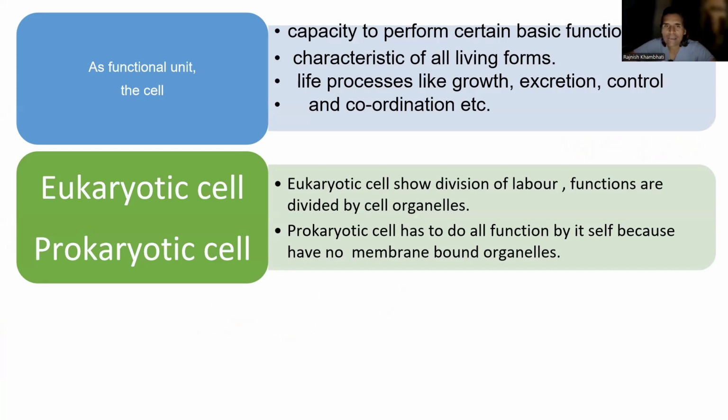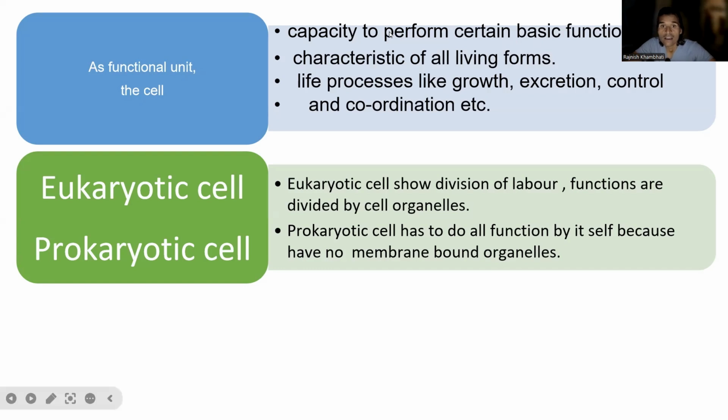Cell has some capability. Our cells have some capability. They can do something. Now what can they do? As the functional unit, the cell can perform... What can it perform? See, the first thing in the blue: as a functional unit, the cell has the capacity to perform certain basic functions. Which functions? Remember, respiration, growth, excretion, digestion, etc. These are the functions a cell can perform.